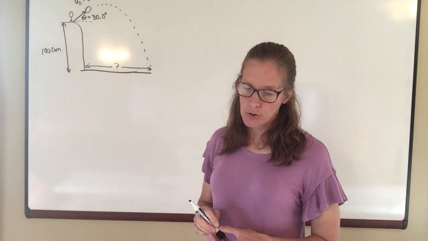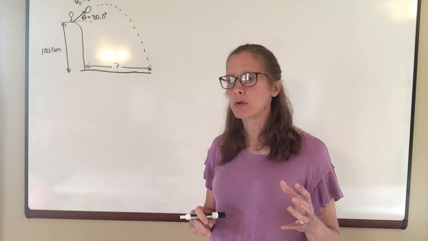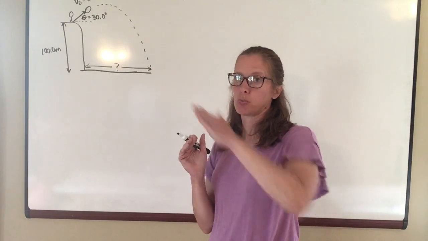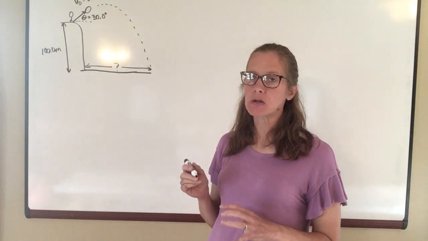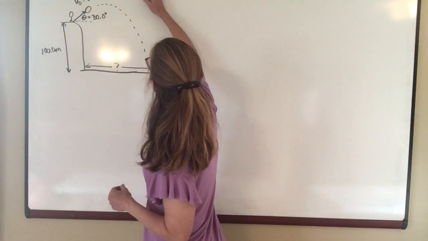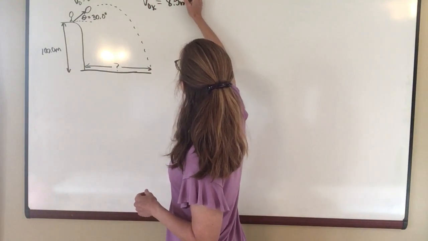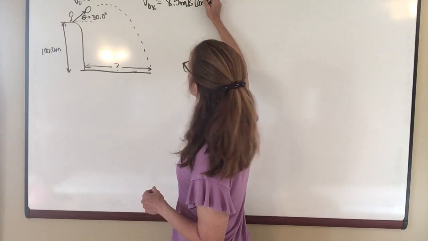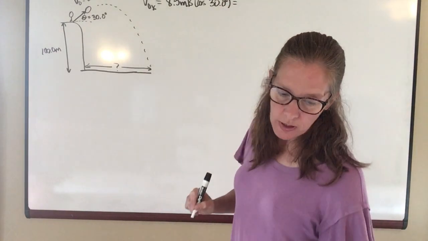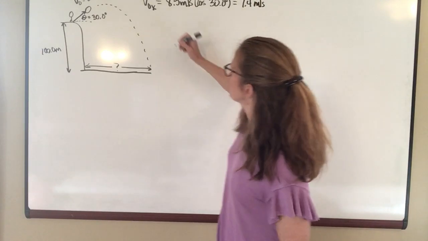So this time I can't use that cute little shortcut that we used in the example problem, because this time the rock was not launched horizontally. It was launched upward with an angle. And so I have to calculate the initial velocity both in the x and the y components. So the initial velocity in the x component is going to be 8.5 meters per second times the cosine of 30 degrees. Okay? And when I calculate that out, that's going to give me 7.4 meters per second.